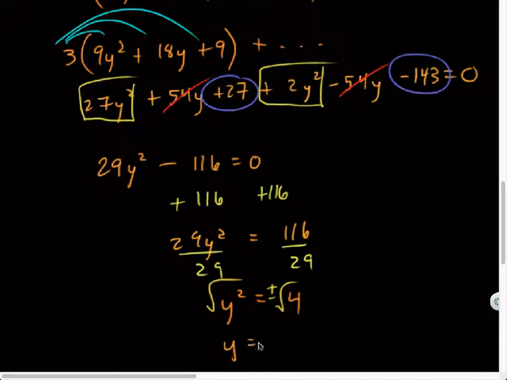So I get y equals plus or minus the square root of 4, which is 2. Now, what I would like to point out is this is telling me that I have 2 possible y values for a solution here, suggesting that there were 2 possible answers. Well, I found only the y coordinates. I need the x coordinates.